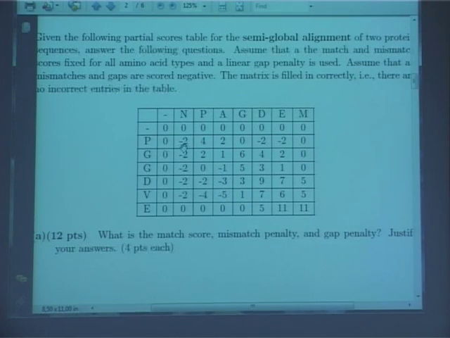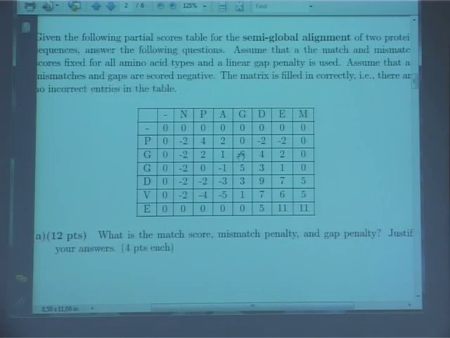Here, at this point, we have -2, with 0, 0, 0 around it. We cannot tell anything by just looking at that cell. Why? Because both the mismatch penalty and the gap penalty may be -2. This cell itself does not tell you whether -2 is the mismatch penalty or the gap penalty. It could have been both. So by looking at just -2, we cannot tell anything.